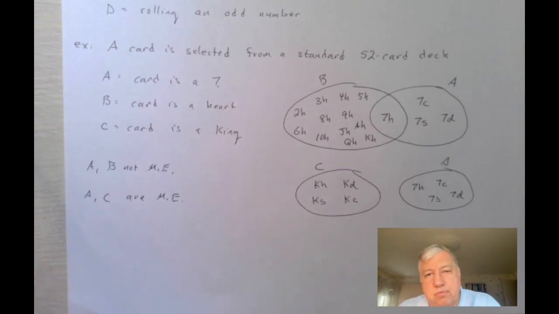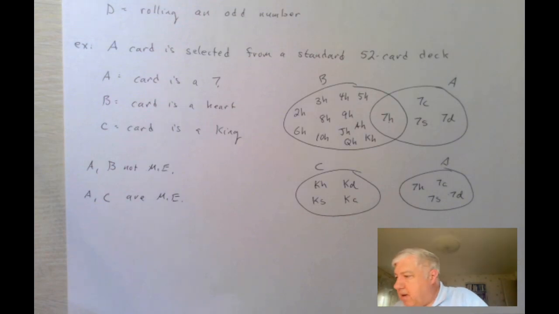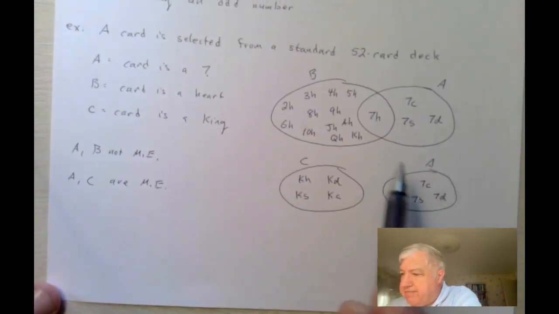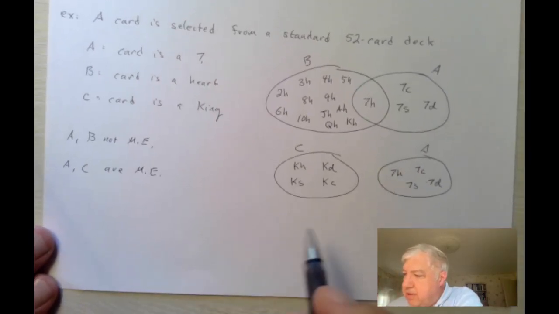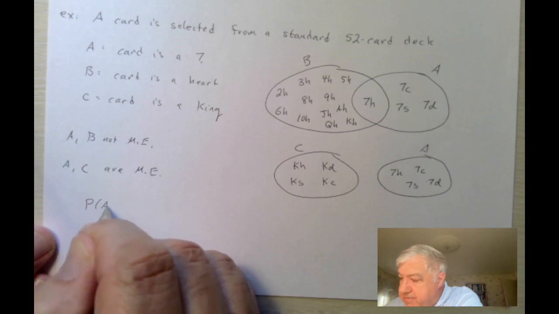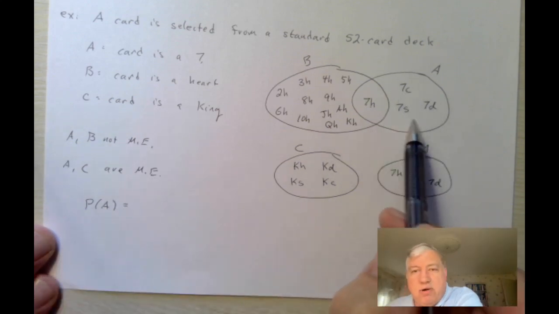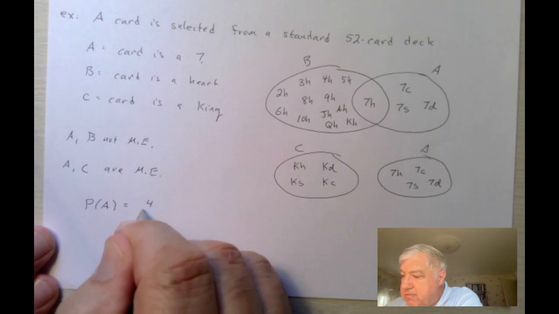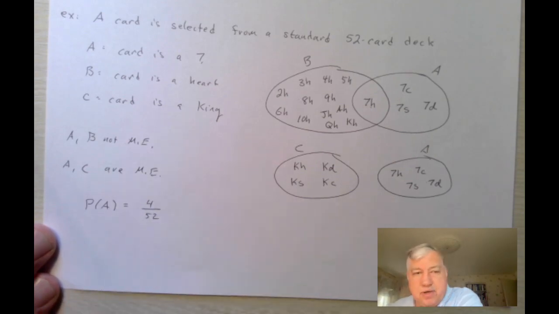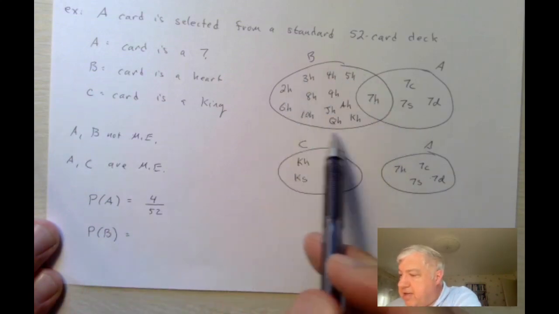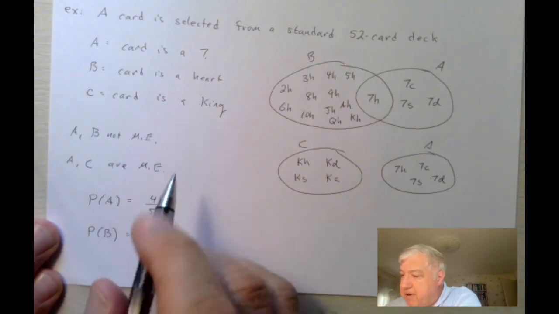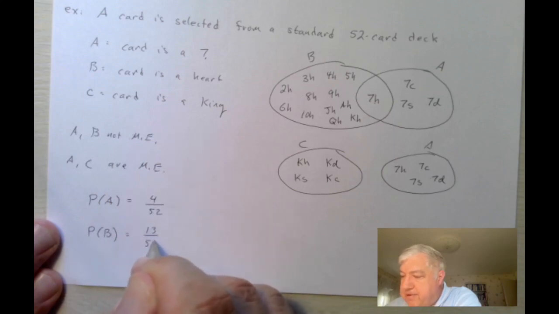Okay. So now what we want to talk about is how does this relate to probabilities? Going back to this case, the probability of A is, well, there are 4 outcomes in A, so this would be 4 out of 52. The probability of B is, there are 13 hearts, right? So the probability of a card being a heart would be 13 out of 52.